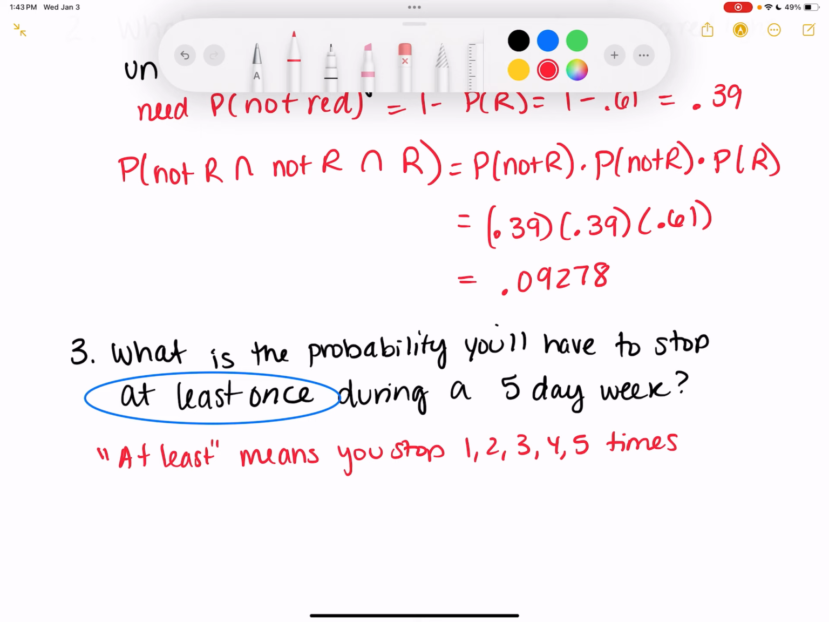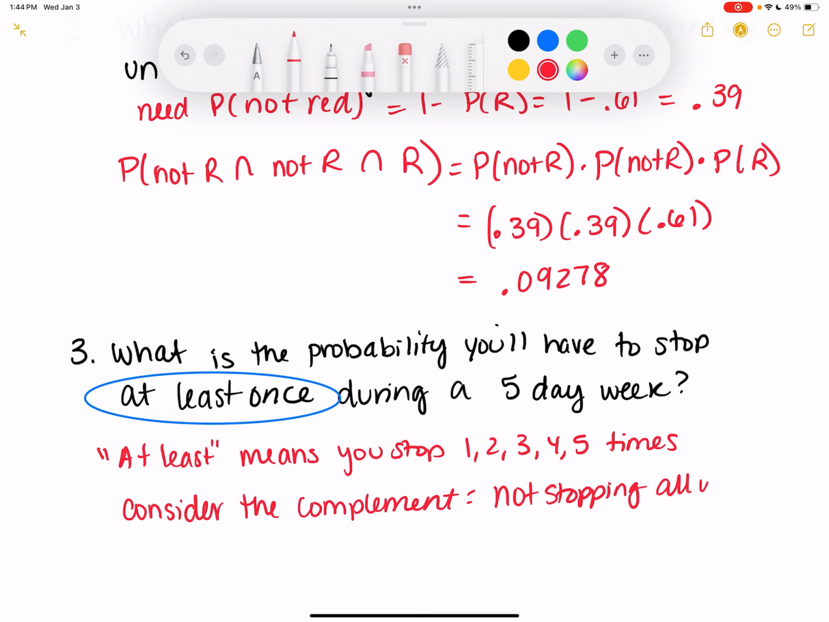So when we see at least, we want to think complement. Anytime you hear at least, think complement. So consider the complement. Now, what would the complement be of stopping 1, 2, 3, 4, or 5 times? Not stopping at all. Not stopping all week. So basically I get a green or a yellow every time.